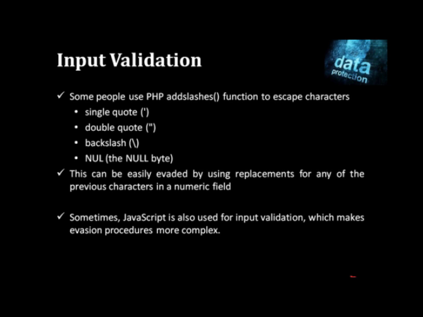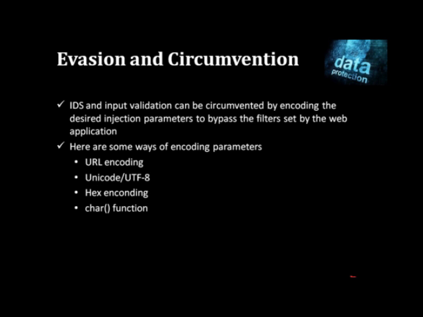Sometimes JavaScript is also used for input validation, which makes evasion procedures more complex. The evasion and circumvention of security measures employed by web applications is by no means an easy task and requires a lot of time and dedication to achieve. Apart from the methods described in the previous slides, IDS and input validation can be circumvented by encoding the desired injection parameters to bypass the filters set by the web application. URL encoding, UTF-8, hex encoding, and char function are just some of the methods by which bypassing can be implemented.